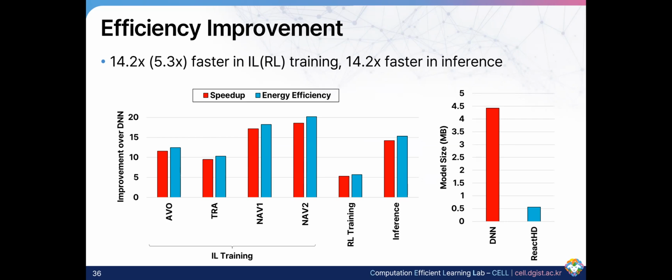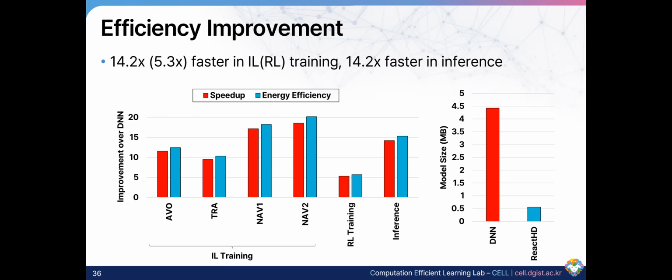Here is the result of the efficiency. I'd like to talk mostly about the speedup. Because we use the Raspberry Pi, everything is running on the CPU. When we run the deep learning model on the Raspberry Pi, the improvement is around 14 times. So the imitation learning training procedure is 14 times faster than deep learning, and for inference it is more or less the same efficiency.